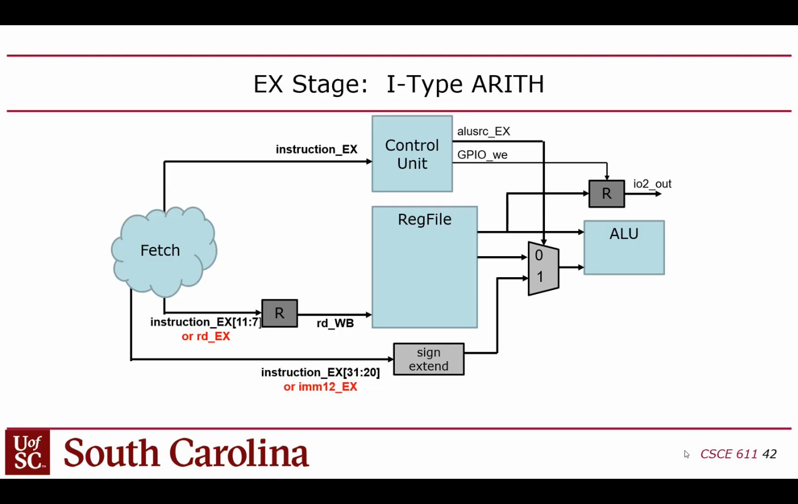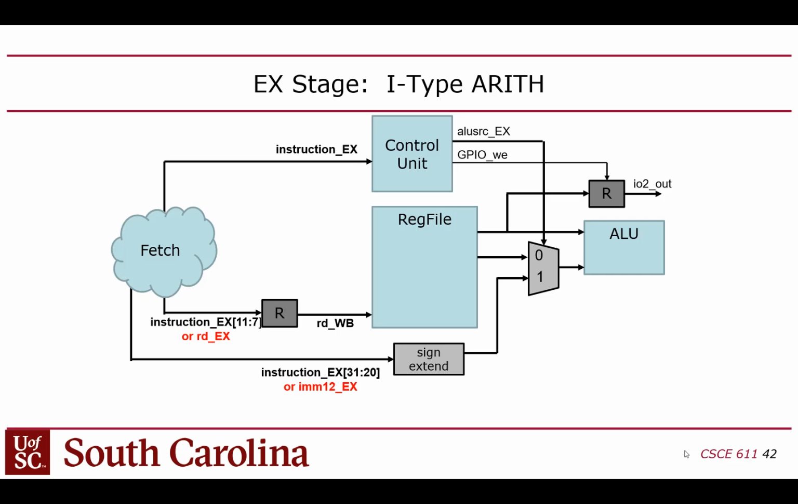So then there's an ALU source that controls that mux too, right? ALU source would be 0 for R-type. It would be 1 for I-type. So the control unit just has to decide, is it an R-type or an I-type? Then change the ALU source based on that.